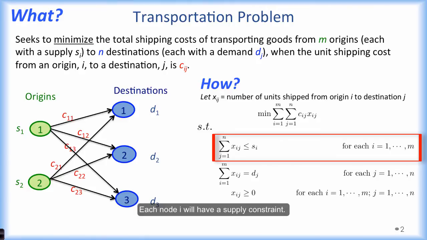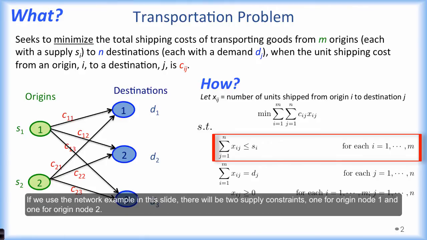Each node I will have a supply constraint. If we use the network example in this slide, there will be 2 supply constraints, one for origin node 1 and the second one for origin node 2.